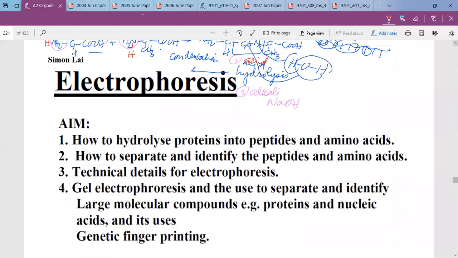The aim is to hydrolyze proteins. That means it's a long molecule with many peptide linkages. If there are 1,000 amino acids, or 1,000 monomers, how many peptide linkages are there? 999 peptide linkages. Think for yourself.